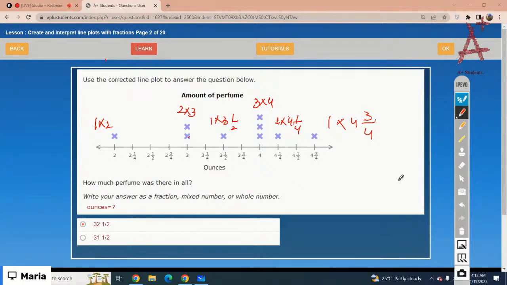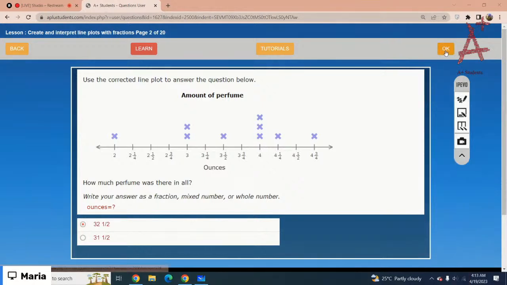It would be 2 times 1 is 2. 3 times 2 is 6. It would be 3 whole 1 over 2. It would be 3 times 4 is 12. Then 4 whole 1 over 4. Then 4 whole 3 over 4. So just add up all the values. So it would be 32 whole 1 over 6. When you add, it makes 32 whole 1 over 6. So all the values are 32 whole 1 over 6.